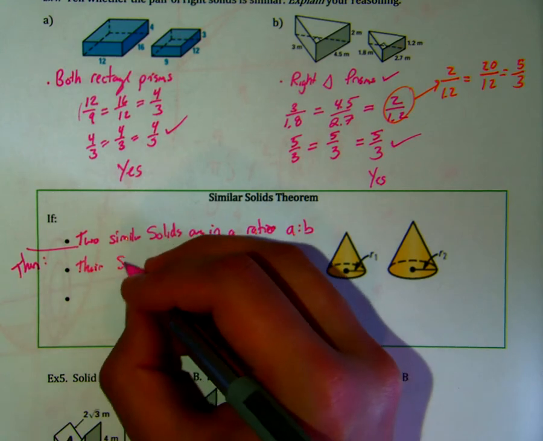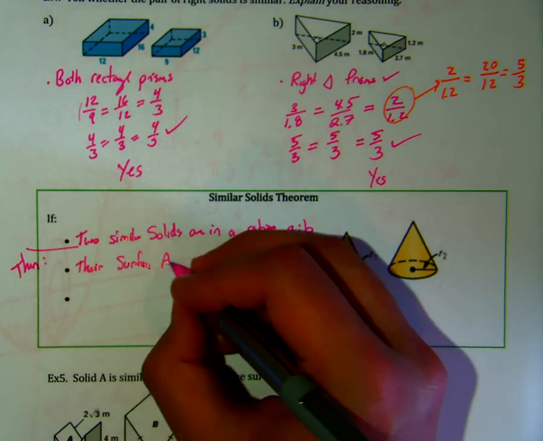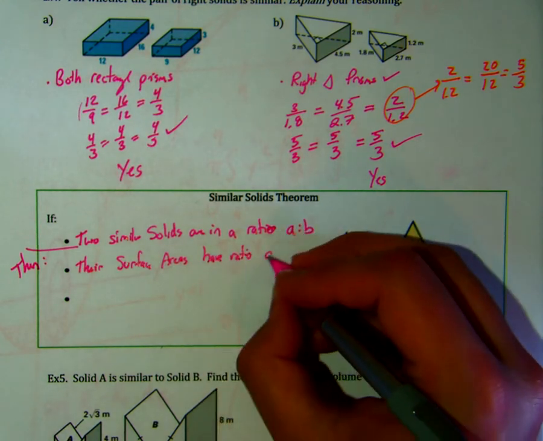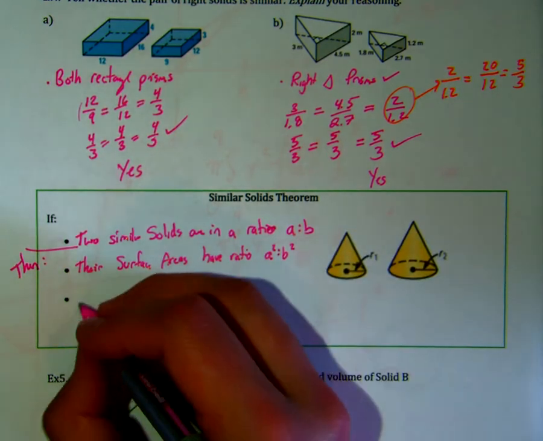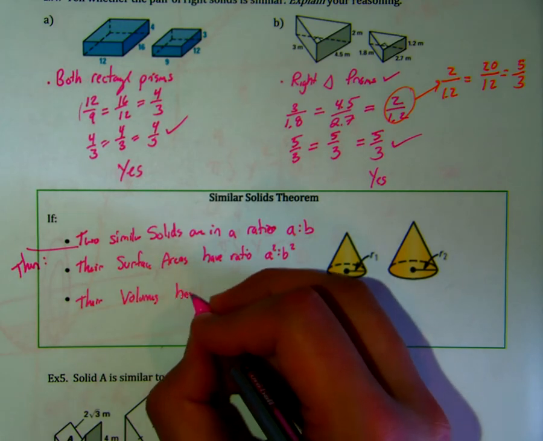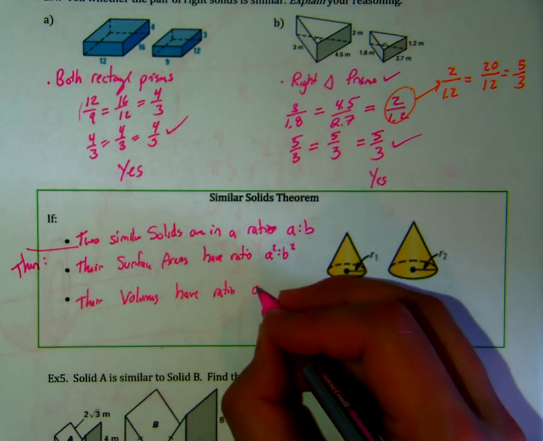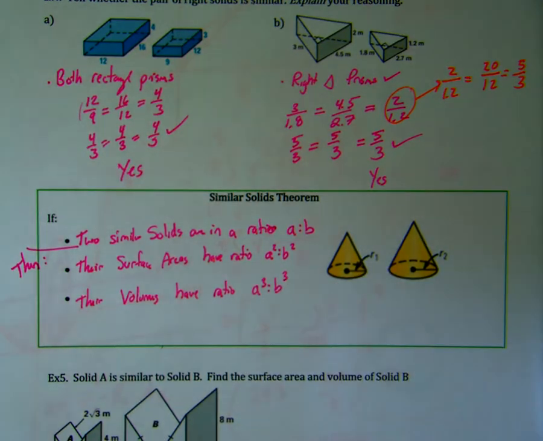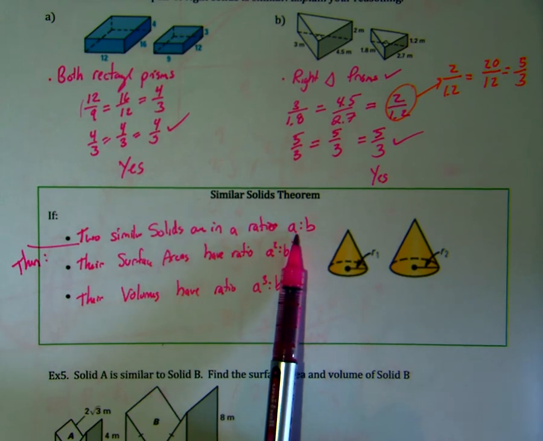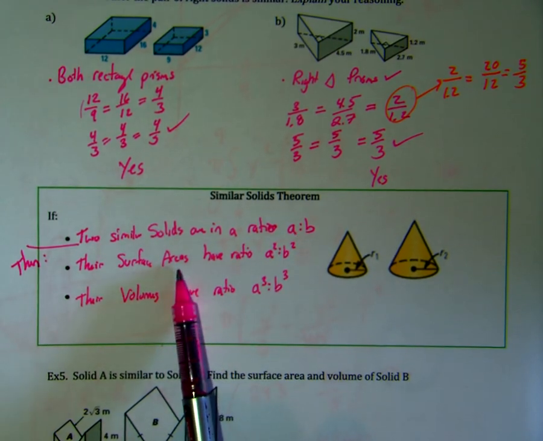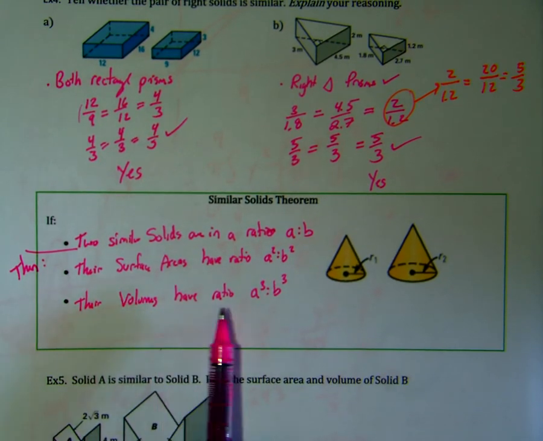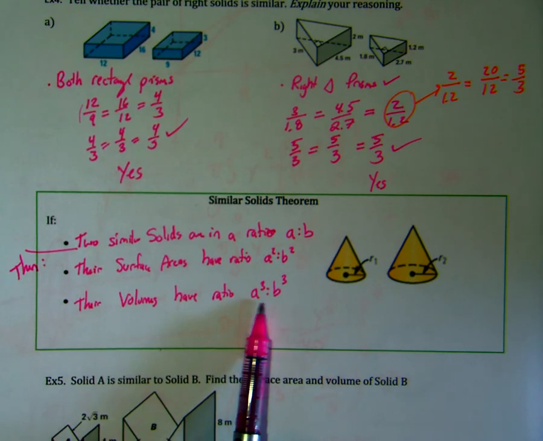Their surface areas have a ratio A squared to B squared, and their volumes have a ratio A cubed to B cubed. So if you can find the linear ratio of similar solids, then surface area is two-dimensional, squared. So it's the ratio squared. Volume is three-dimensional, so it's the ratio cubed.